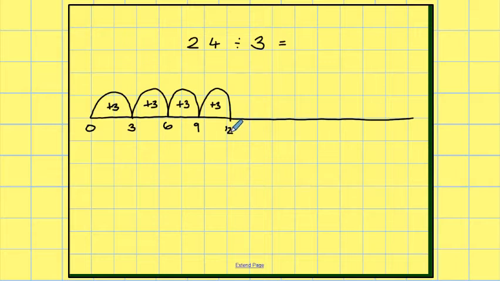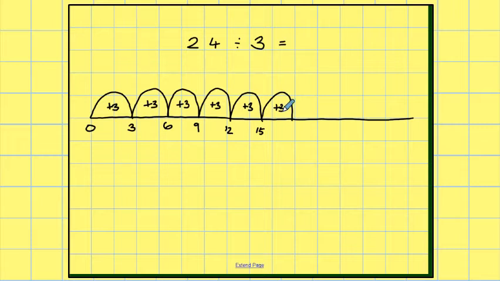Labeling your line each jump as you go. Have I reached 24? Nope. Can I do another jump of 3? Pretty sure I can. And we continue to do that, asking those questions. Have I? No. Can I? Yes.